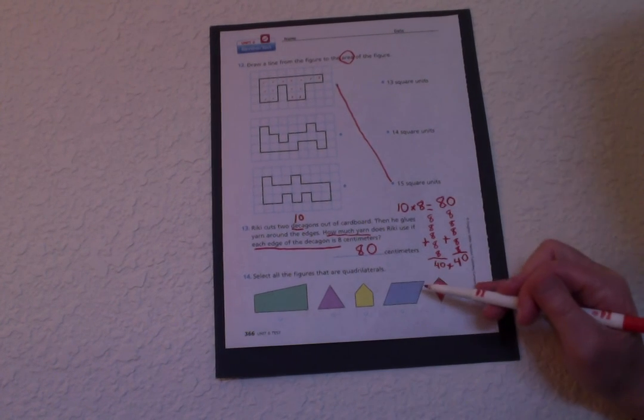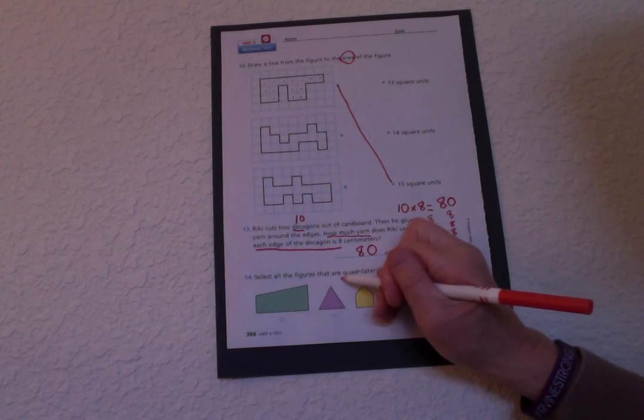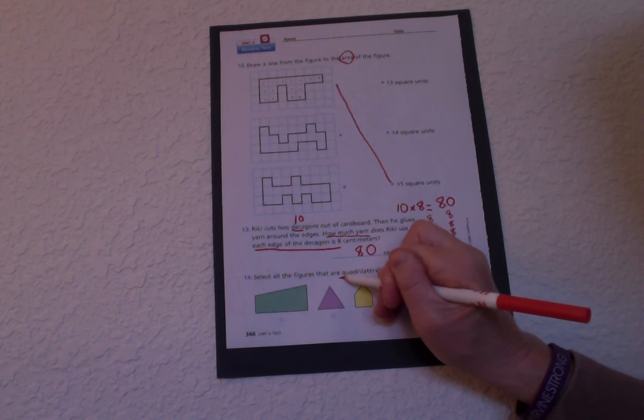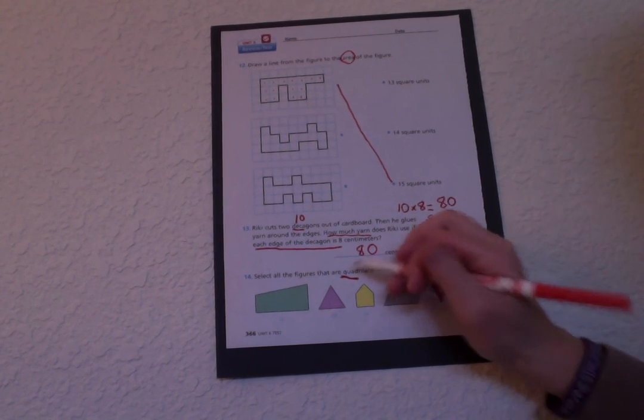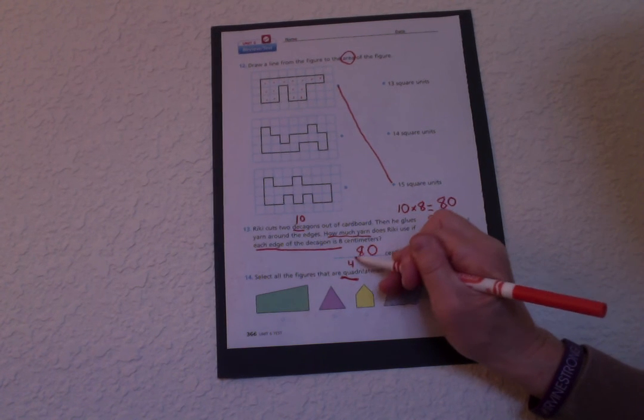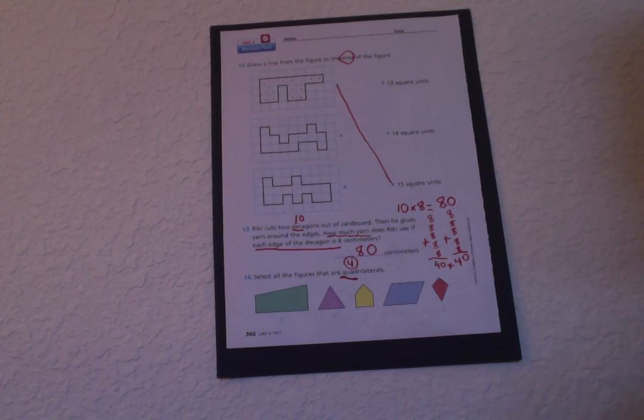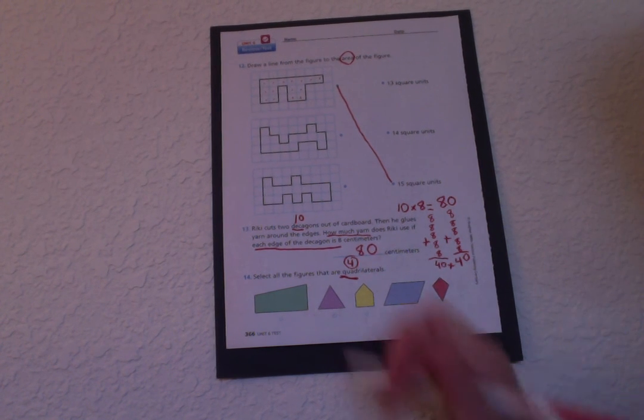Okay, the last one. We're going to select all the figures that are quadrilaterals. We started with a problem like this, didn't we, on the first day? Quad. I hope by now you know quad means 4. So we need to select all the 4-sided shapes. Let's go do it.